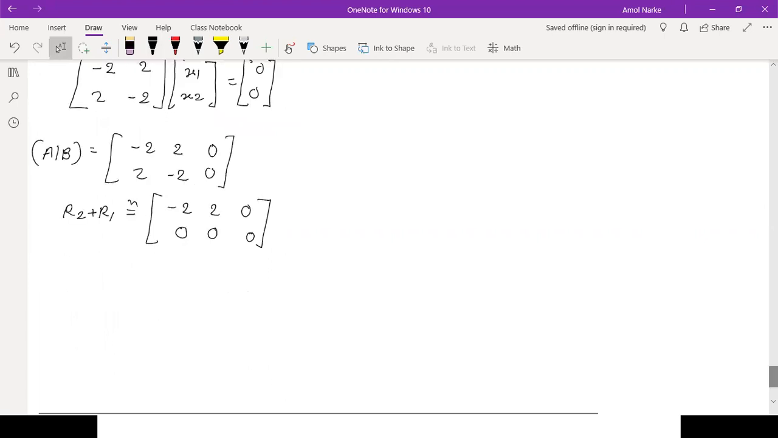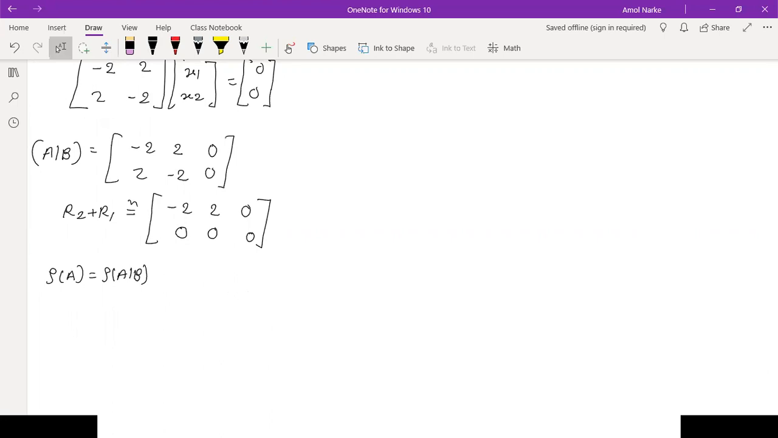So what does this imply? Rank of A is equal to 1. What is the rank of the augmented matrix? It's 1, which is less than how many variables we have? 2. So what does this imply? Infinite solution. So how many free variables do we have? 1.